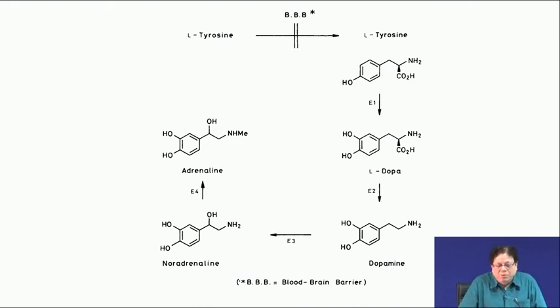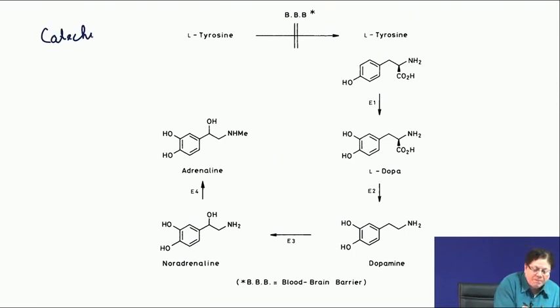Now, today we will discuss another two neurotransmitters. One is the catechol based neurotransmitters. That means they have a catechol moiety. What is the catechol moiety? That is an ortho-dihydroxy aromatic ring. Catechol based neurotransmitters.